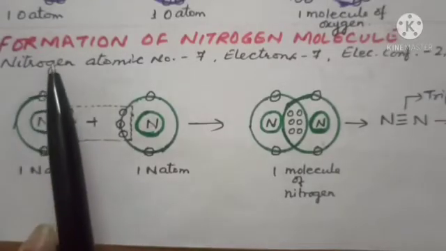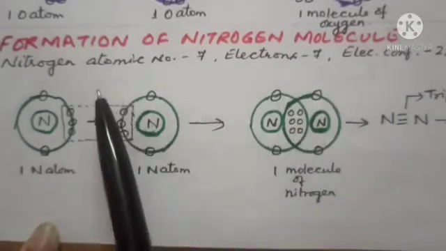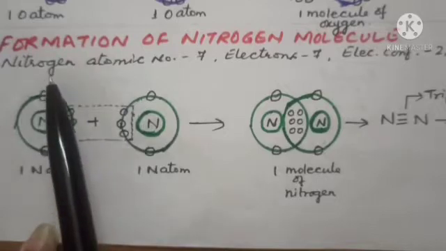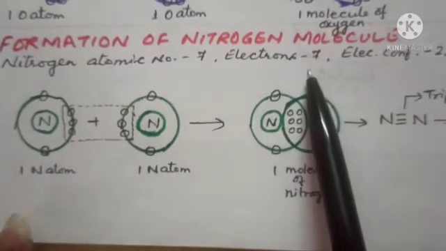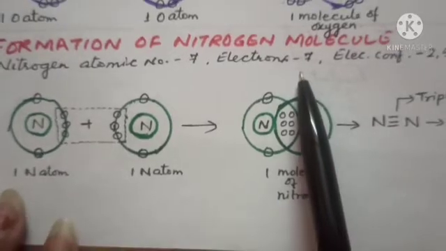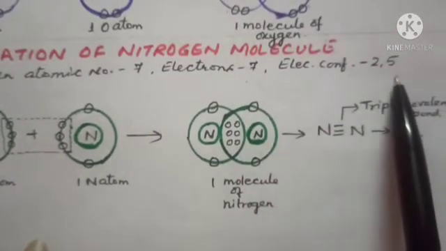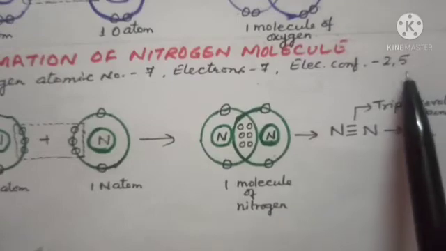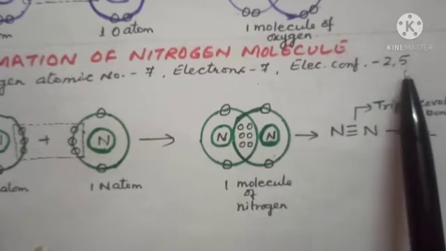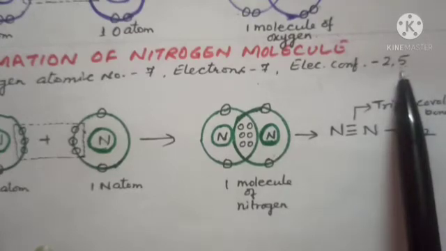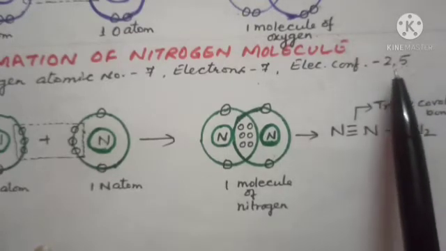Okay, now next is the formation of nitrogen molecule. How is the nitrogen molecule formed? You know nitrogen atomic number is 7. Electrons, how many? 7. So electronic configuration would be 2, 5, right? So it has how many valence electrons? 5 valence electrons, and it needs how many? To get a stable electronic configuration, it needs 3 electrons, right? So that it becomes 2, 8.